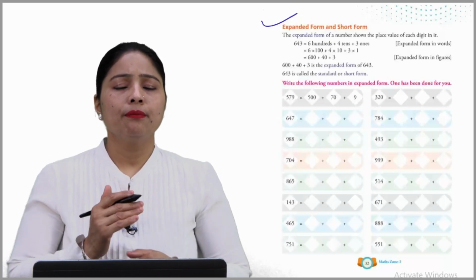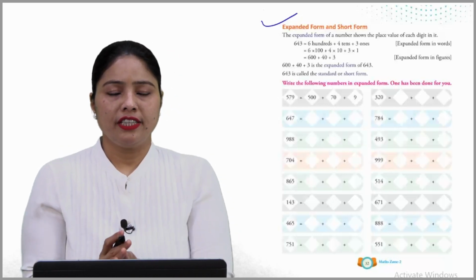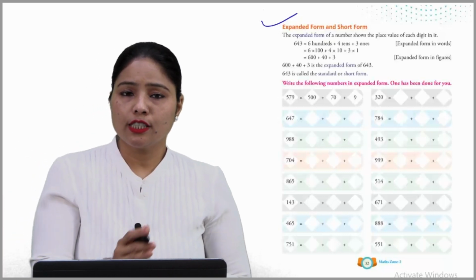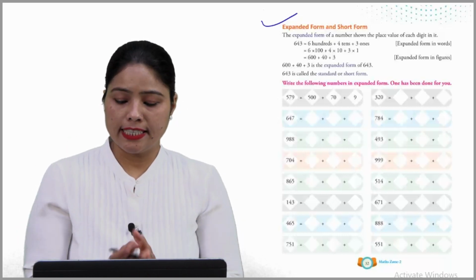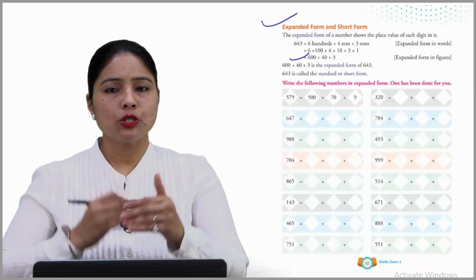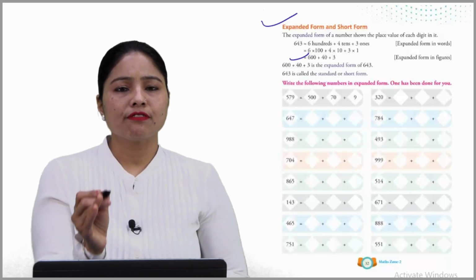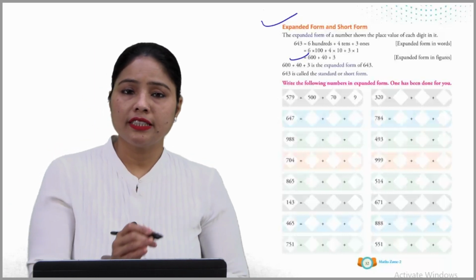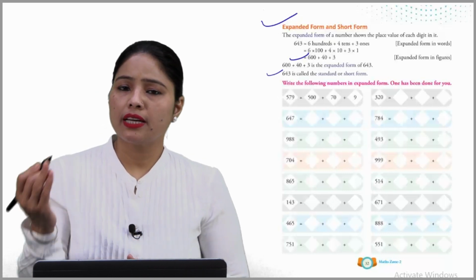So now next, expanded form and short form. The expanded form of a number shows the place value of each digit in it. 643. So how we will write: 6 hundreds plus 4 tens plus 3 ones is equal to 6 into 100 plus 4 into 10 plus 3 into 1 is equal to 600 plus 40 plus 3, like these. So ये हमारी बच्चों क्या हो गया, expanded form in words. Okay, so now 600 plus 40 plus 3 is the expanded form of 643. 643 is called the standard or short form. Okay, 643 हमारा short form होगा.